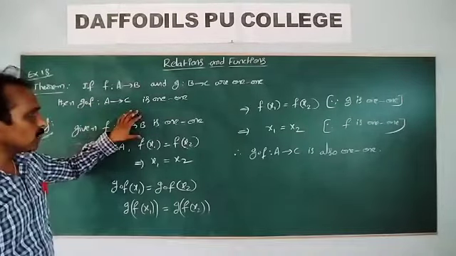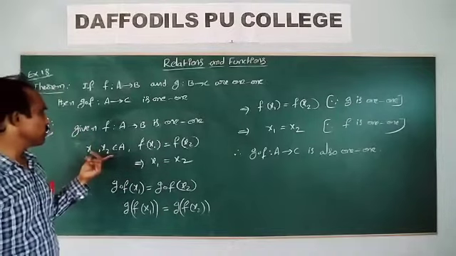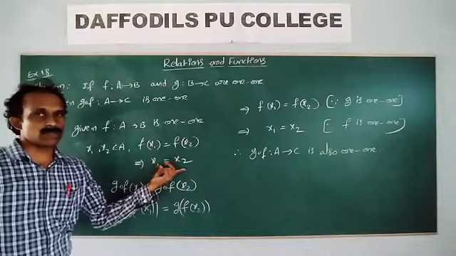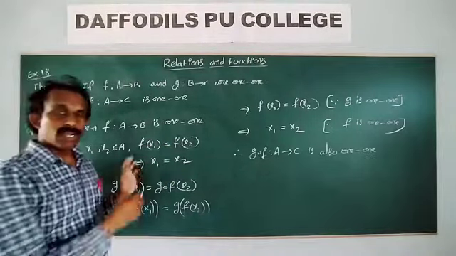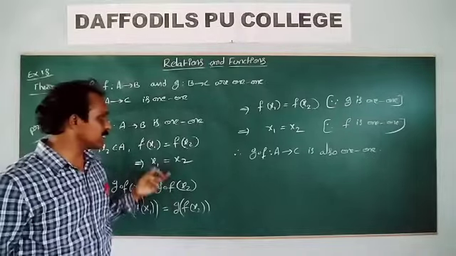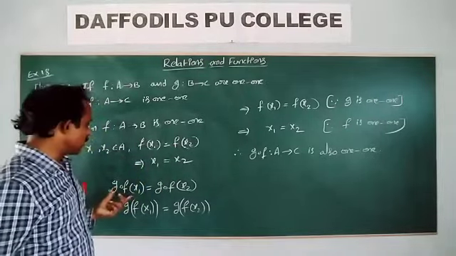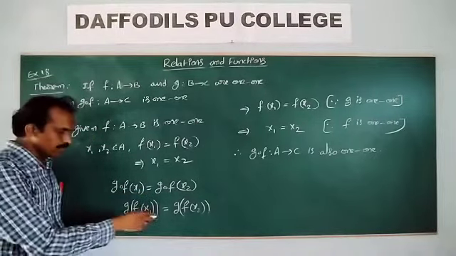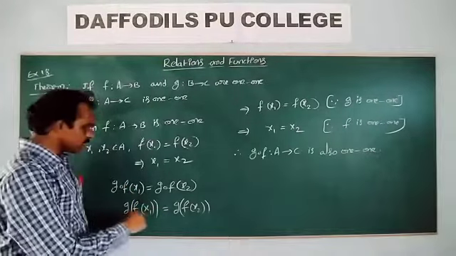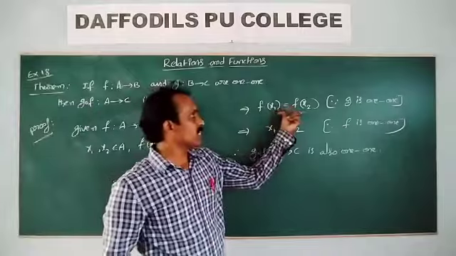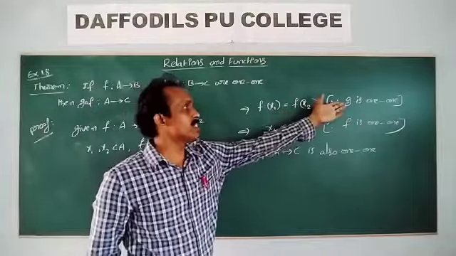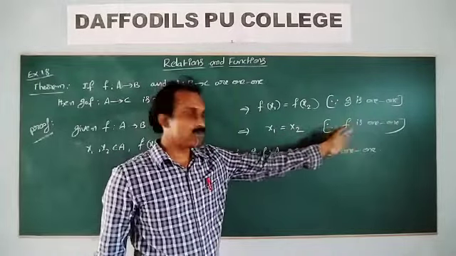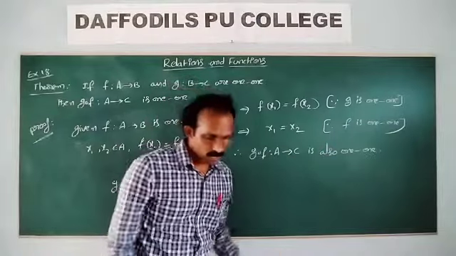By the definition, x1, x2 belong to A, f of x1 is equal to f of x2 implies that x1 is equal to x2, which means different elements have different images. That is the one-one function. Let us take g circle f of x1 is equal to g circle f of x2, which implies g of f of x1 is equal to g of f of x2. In place of circle, take brackets, right? That implies f of x1 is equal to f of x2. Why? Since g is one-one, this implies x1 is equal to x2, since f is given as one-one. Finally, this is also one-one. Okay, complete.